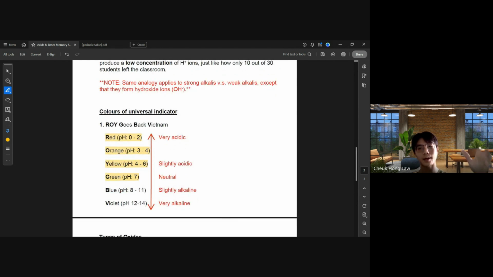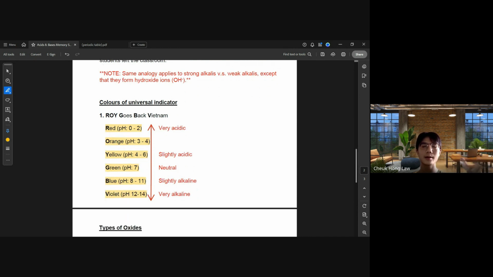Then as it goes up higher, blue will be slightly alkaline, pH 8 to 11. And finally, the most alkaline, which is violet. For the color violet, the pH will be 12 to 14. So this is how I remember the colors of the universal indicator.